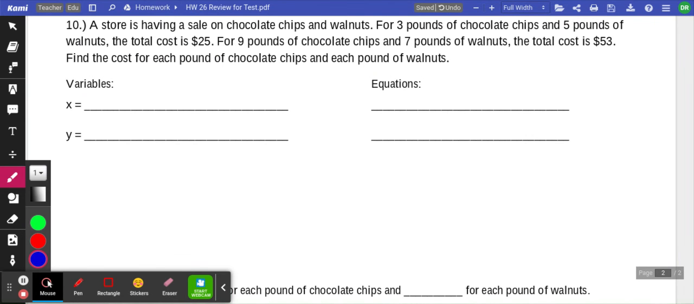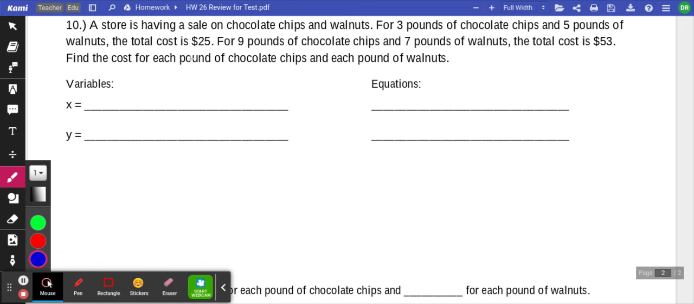Okay, lastly, we're going to look at one more application. Similar to what we've seen on a homework assignment or two. We see a store is having a sale on chocolate chips and walnuts. For 3 pounds of chocolate chips and 5 pounds of walnuts, the cost is $25. For 9 pounds of chocolate chips and 7 pounds of walnuts, the cost is $53. And this is asking us to find the cost for each pound of item.